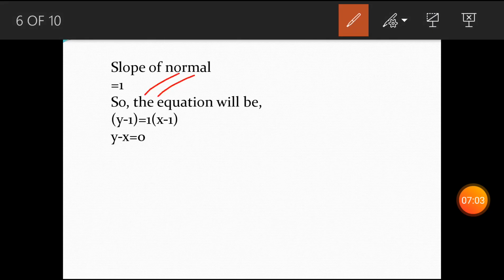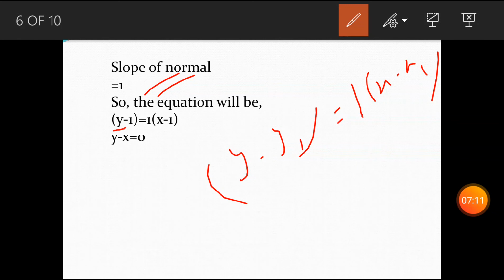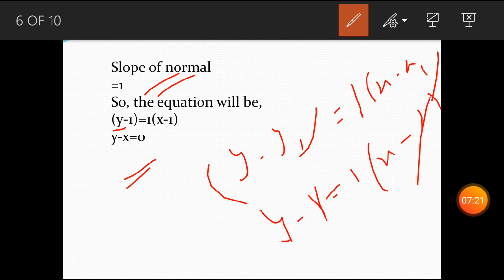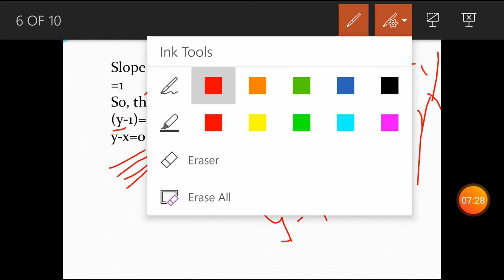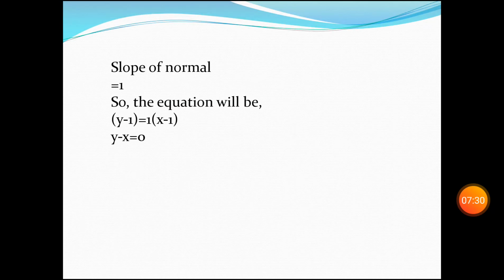Okay, so the equation will be y minus y1 equals the slope, which we got as 1, times x minus x1, and the point is (1, 1). So y minus 1 equals 1 times x minus 1. Okay, so the 1 and 1 will be cancelled, and you will get y equals x, or you can say y minus x equals 0. Very simple question. Now see the next one.